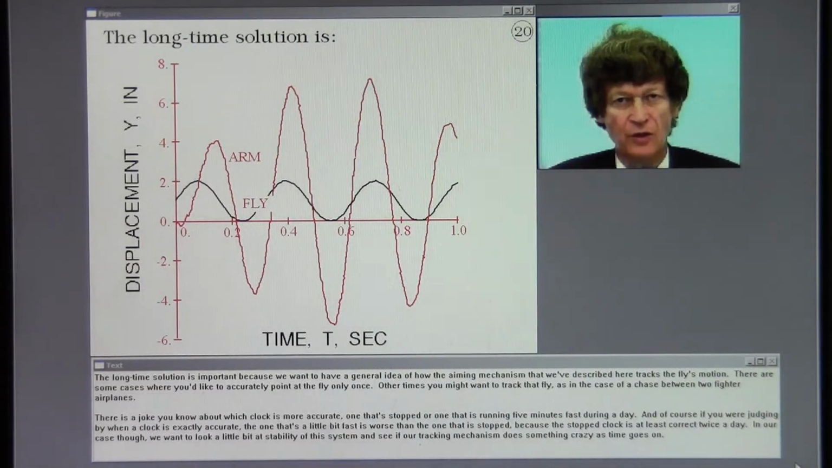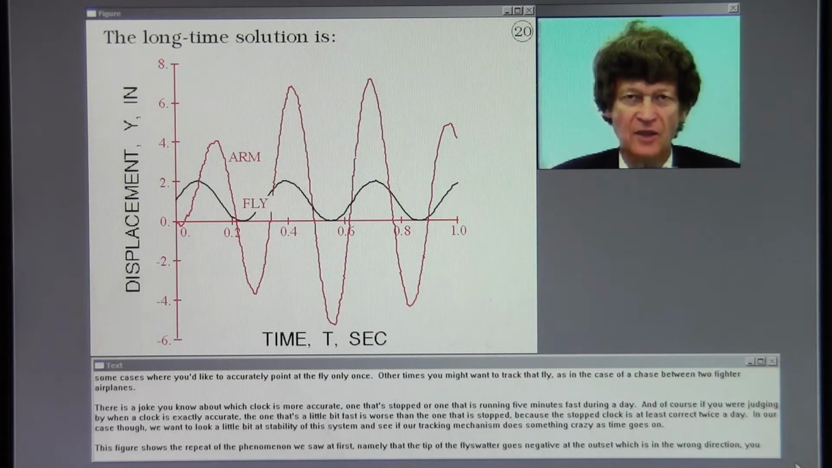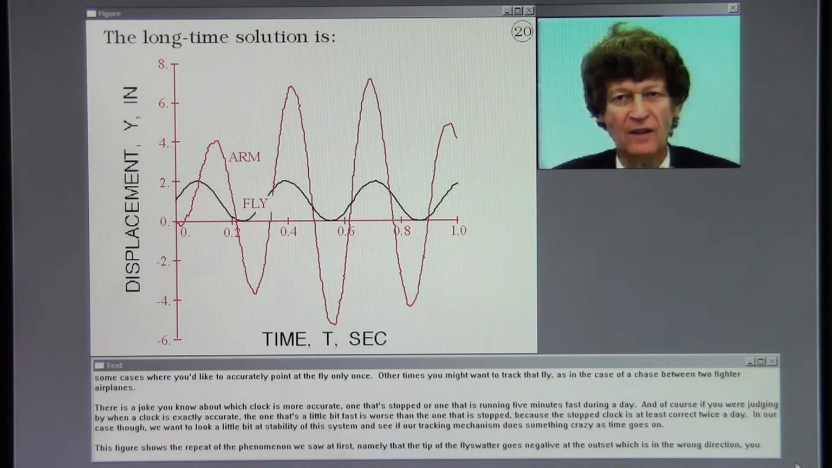The long-time solution is important because we want to have a general idea of how the aiming mechanism that we've described here tracks the fly's motion. There are some cases where you'd like to accurately point at the fly only once. Other times you might want to track that fly, as in the case of a chase between two fighter airplanes.